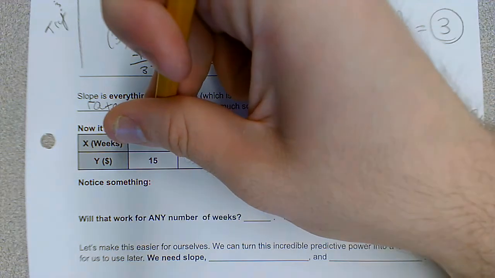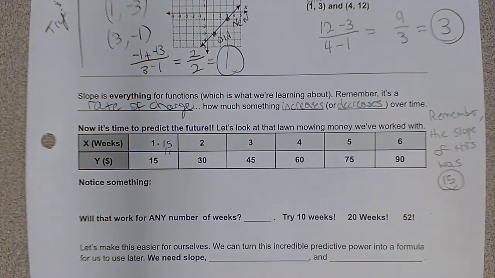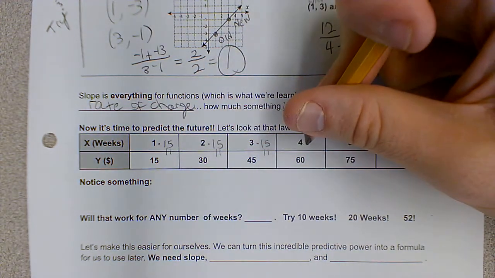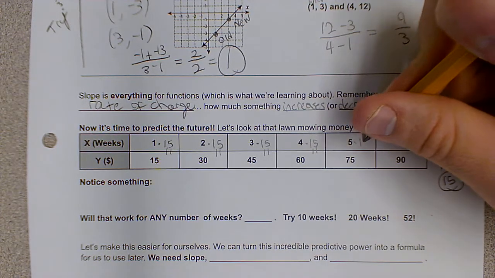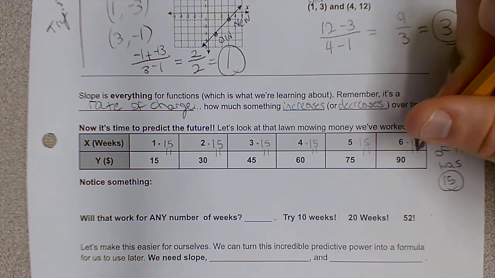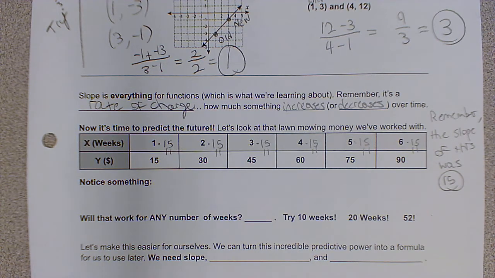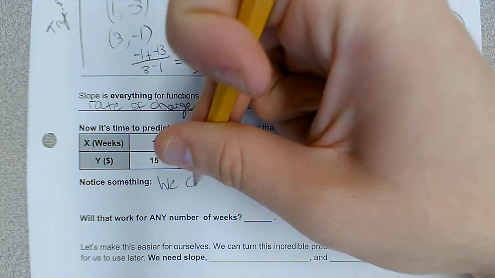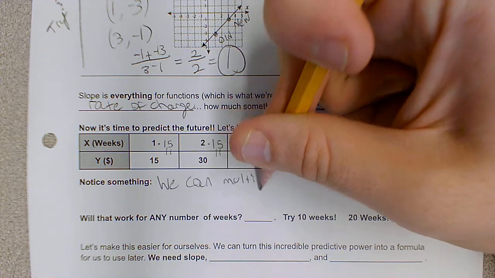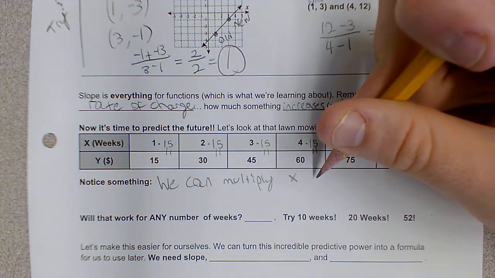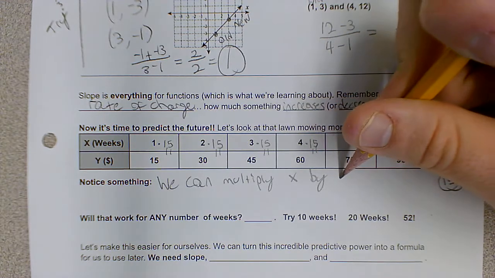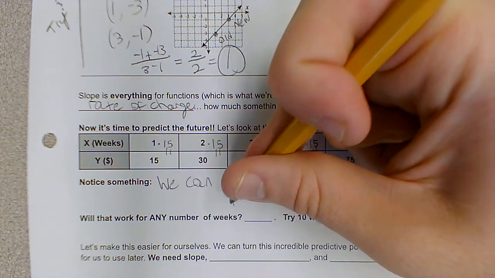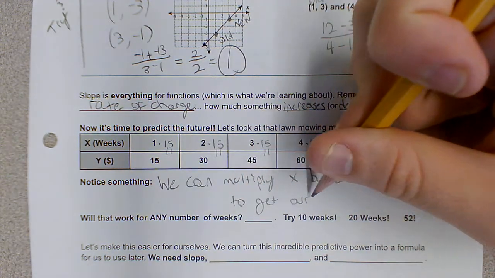Our slope was 15. If I multiply 1 times 15, I get 15. If I multiply 2 times 15, I get 30. 3 times 15 is 45. 4 times 15 is 60. 5, 75, 6 is 90. We're getting our y value from x in the slope. What we can do is we can multiply x by our slope, 15, to get our y value.